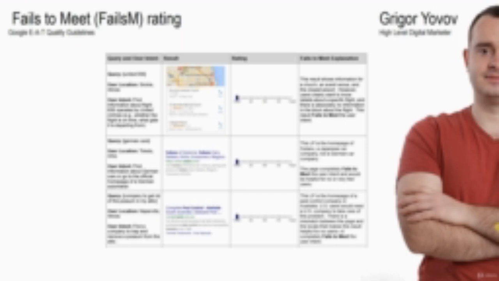And we have the last query, company to get rid of the possum in my attic. User location: Naperville, Illinois. User intent: find a company to trap and remove a possum from the attic. And we have the explanation that this landing page is the homepage of a pest control company in Australia. US users would need a US company to take care of this problem. There is a mismatch between the page and the locale that makes this result helpful for no users. It completely fails to meet the user intent.